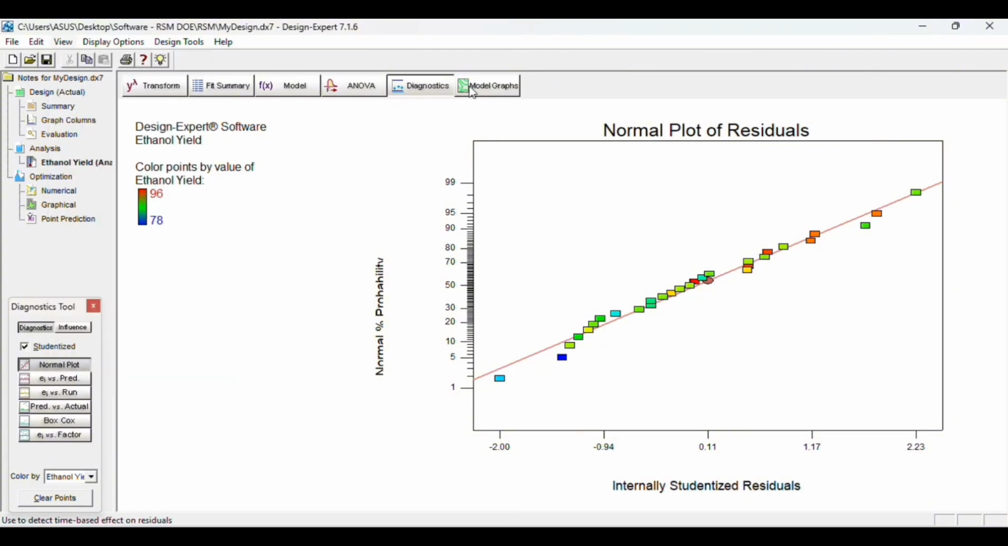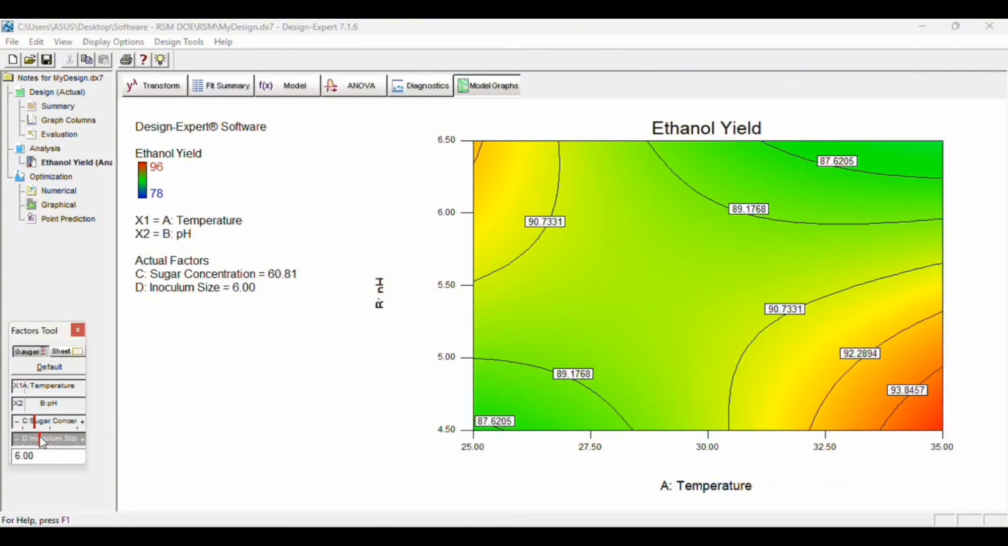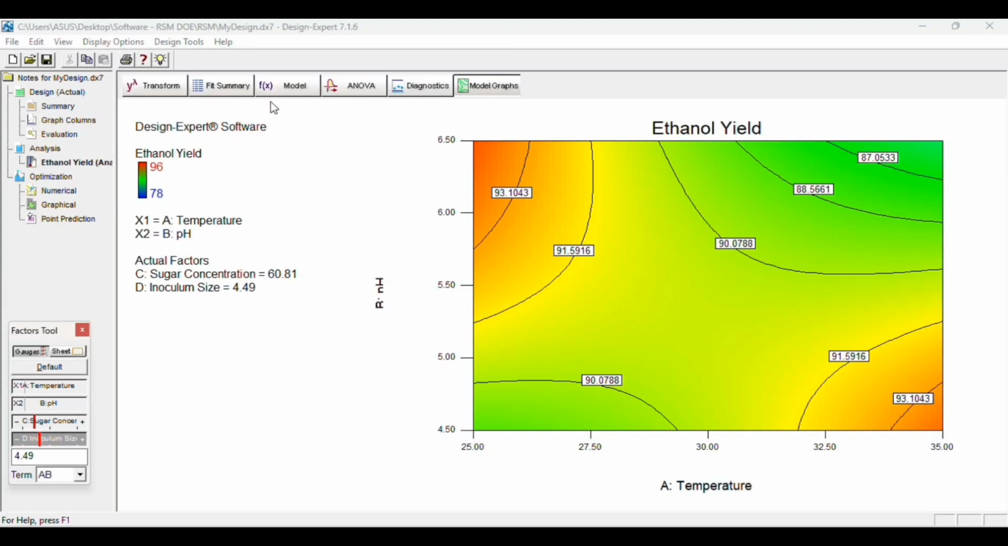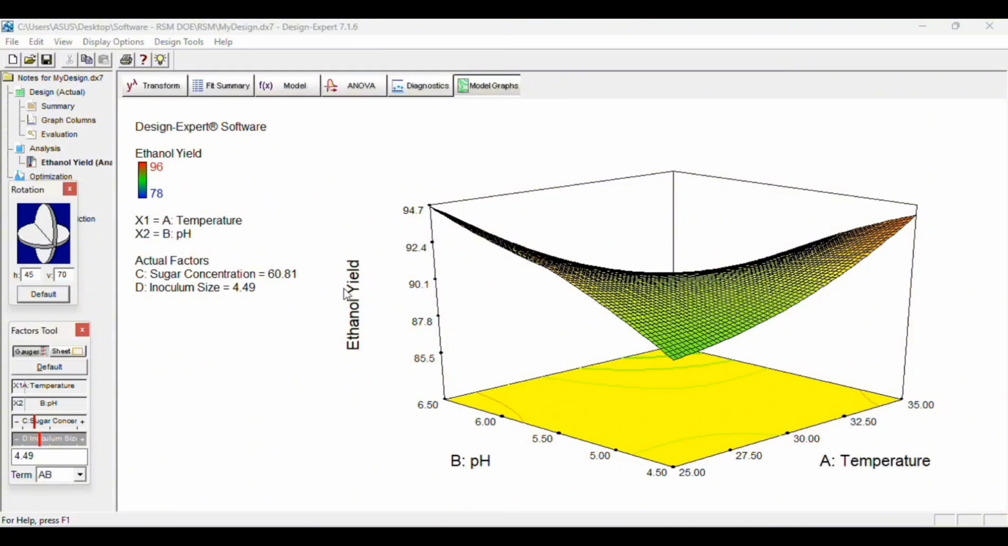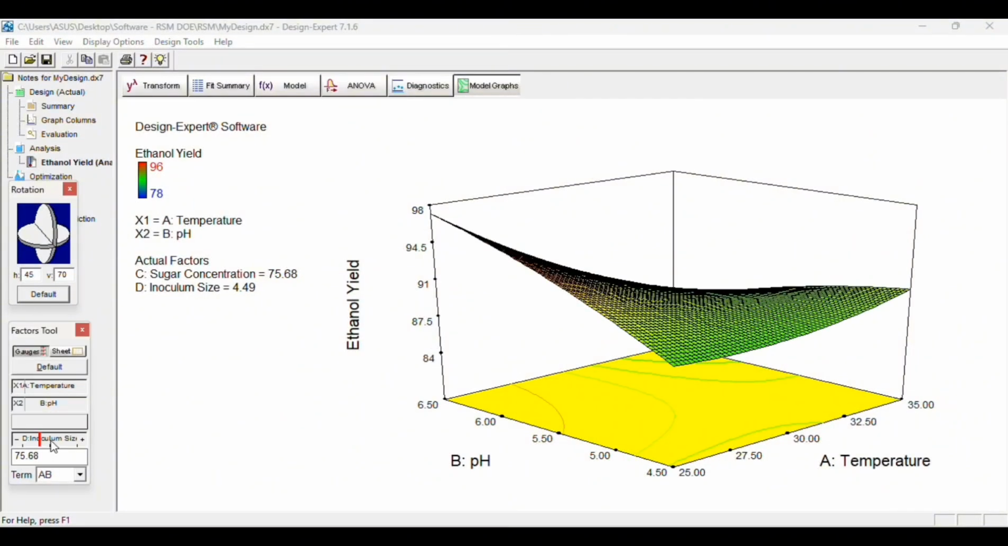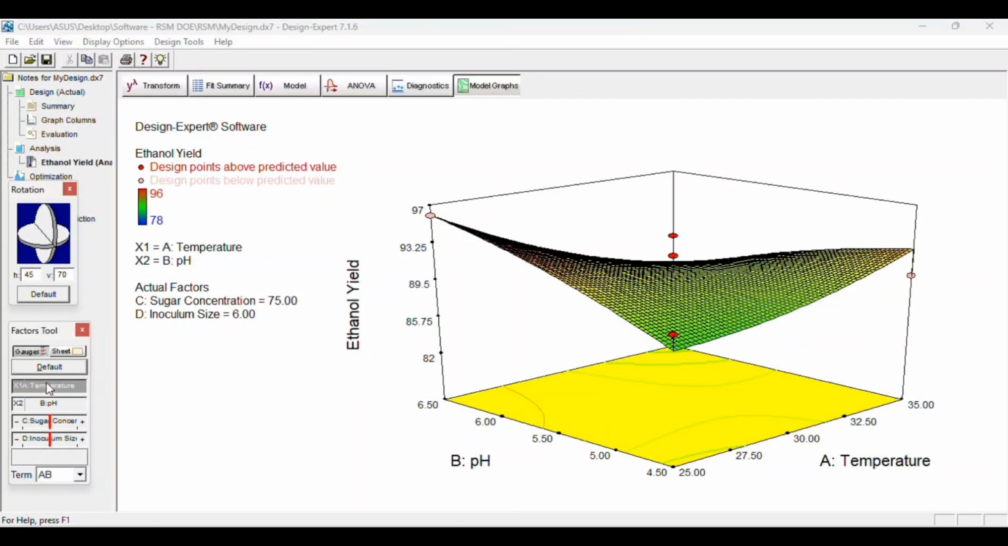And then the next part is the model graph. This is in contour form. So we can see the ethanol yield for the contour, which the x-axis is temperature and the y-axis is pH. And for this one is the 3D surface of the inoculum size. And this one is for the sugar concentration. And this one is default, which is for the temperature and pH. The actual factor for this one is sugar concentration 75, and for inoculum is 6.